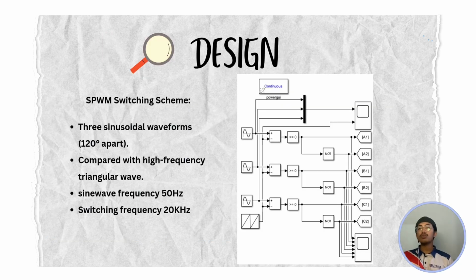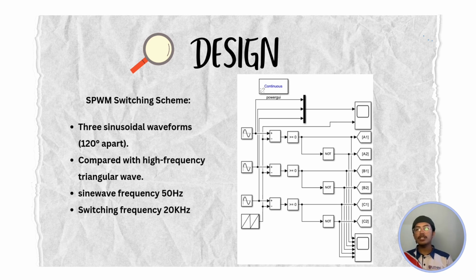Okay, so next we go to the circuit design. The primary objective of our design is to construct a three-phase inverter system capable of producing a 50 Hz sine wave output. As for the switching frequency, we use 20 kHz and 400 volts line-to-line voltage for an RL load. The design begins with a sinusoidal pulse width modulation, or SPWM, scheme.